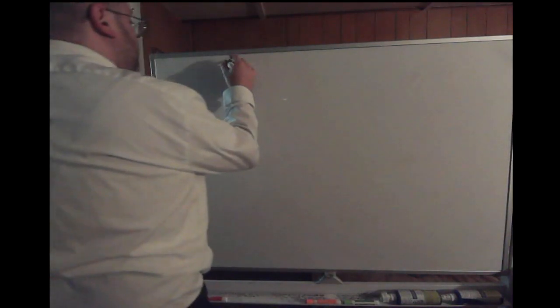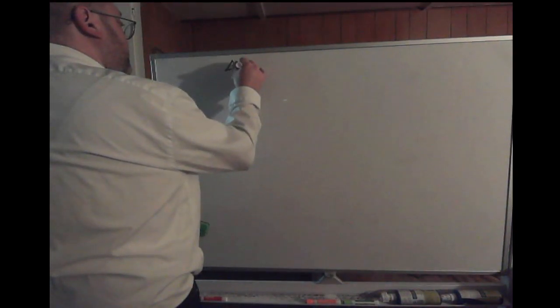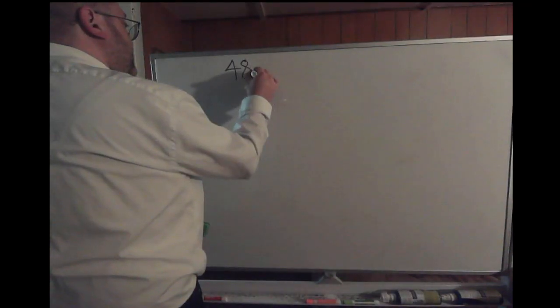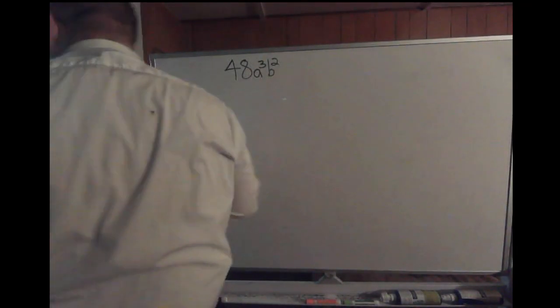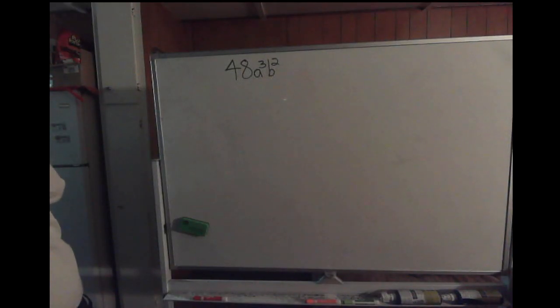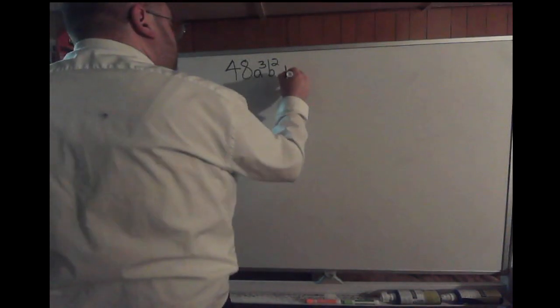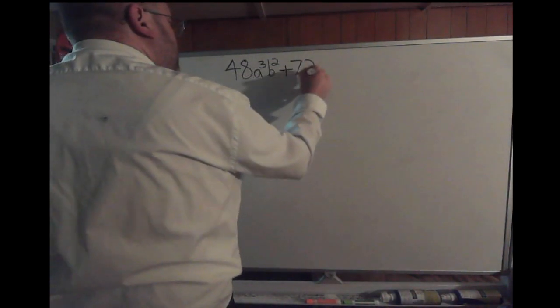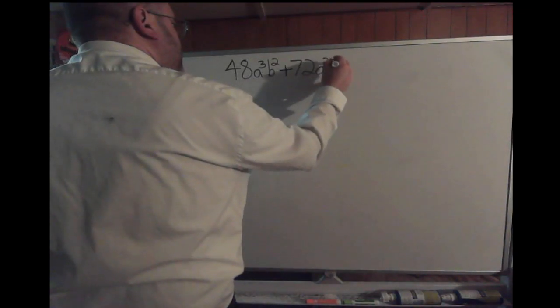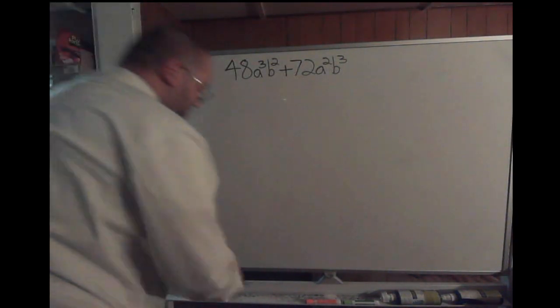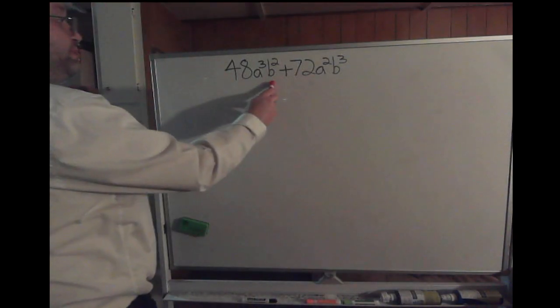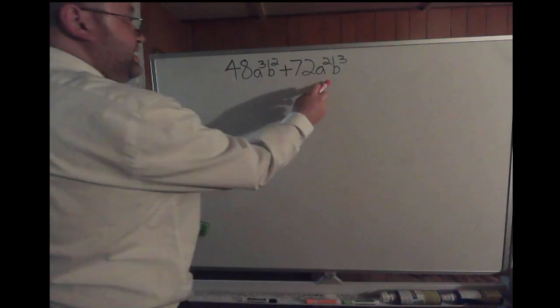Four more examples, then we're done. 48a to the third b to the second plus 72a to the second b to the third. Alright, so we got 48a to the third b to the second plus 72a to the second b to the third.